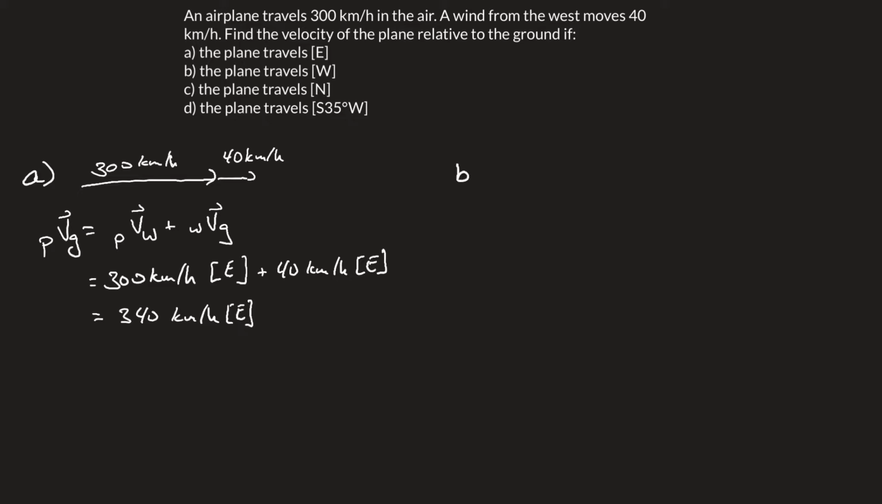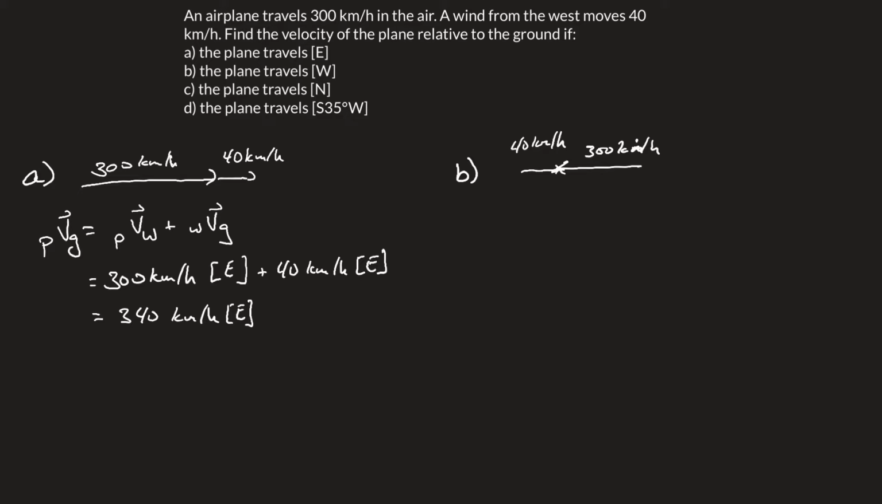The next one is similar. Now we have the plane traveling west. So that means our plane is traveling in this direction. So now we've got 300 kilometers per hour, but moving right to left instead of left to right, like in the previous example. And then we have our wind speed of 40 kilometers per hour traveling left to right. So you want to decide what your directions are going to be here. So if we're going to stay consistent, we're going to say that moving to the east is positive, moving to the west is negative.